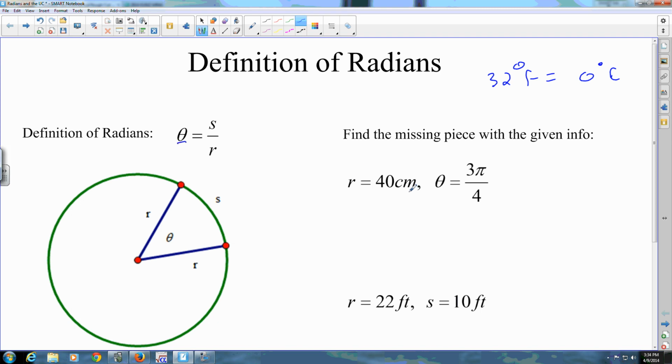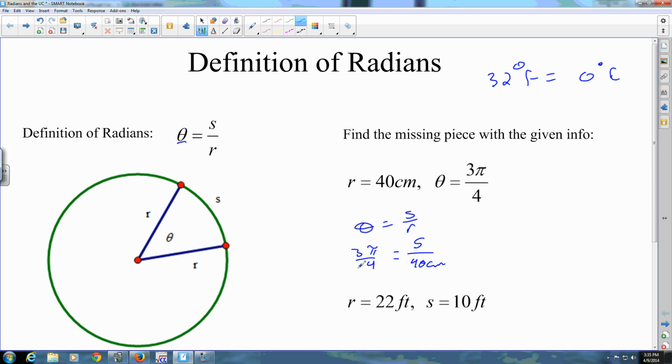So say, for example, you're told your radius is 40 centimeters and your angle is 3 pi over 4. You could be asked to find the length of the arc. You're going to find one of these pieces. So theta equals S over R, fill in what you know. You've got 40 centimeters down here, and theta is equal to 3 pi over 4. And you're looking in this case for S, because S is the only piece that's missing.